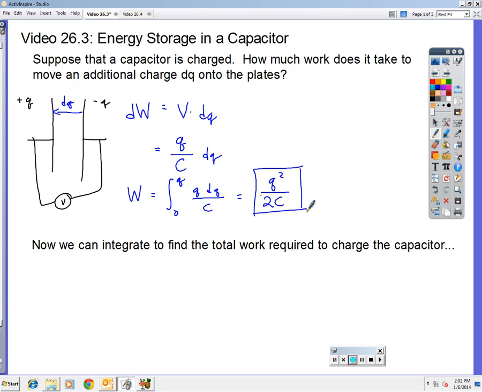The energy stored on a capacitor is the square of the charge divided by twice the capacitance. But this can also be written as 1/2 CV squared, and I'll let you derive that on your own. So if you know the voltage, this is what you use. If you know the charge, this is what you use.